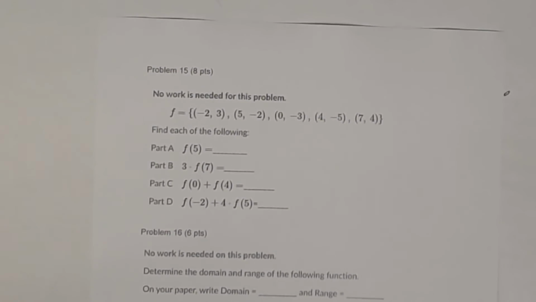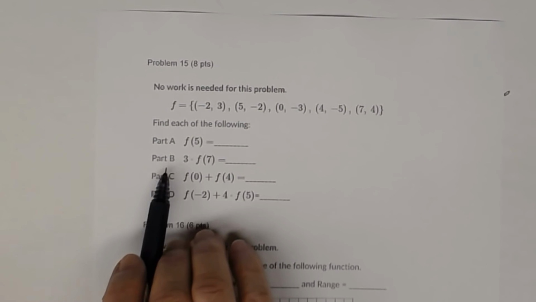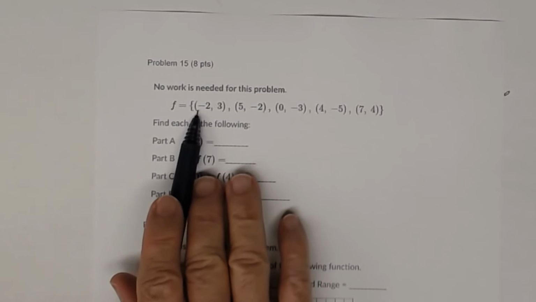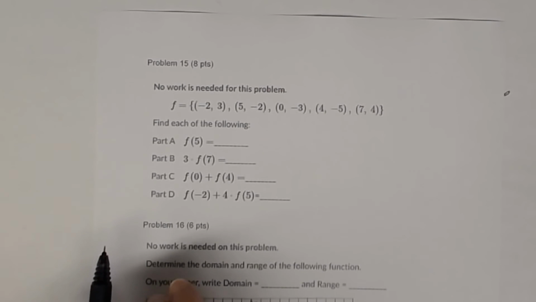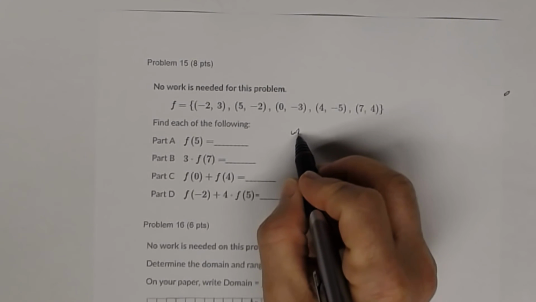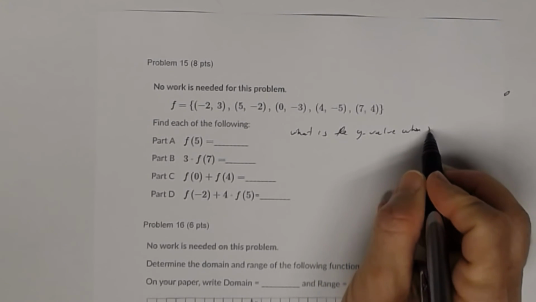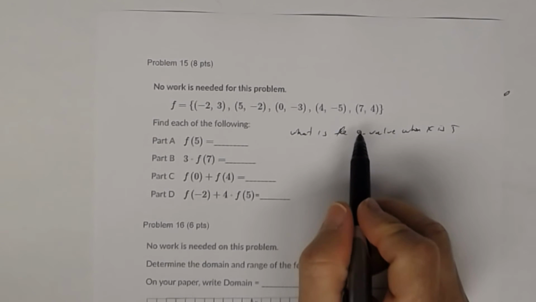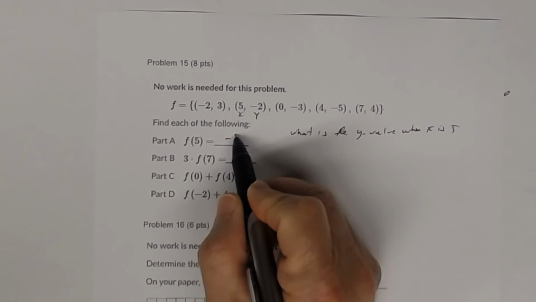Okay, so let's look at 16. So actually 15. In 15, you're given this finite set of ordered pairs. And so there's your function f. So f is a finite set of ordered pairs, and that's a function. For each x value, there's only one y value. You want to find f of 5. So remember, f of 5 means what is the y value when x is 5? That's what that means. Well, when x is 5, that's here, right? When x is 5, my y value is negative 2. That's all you write.